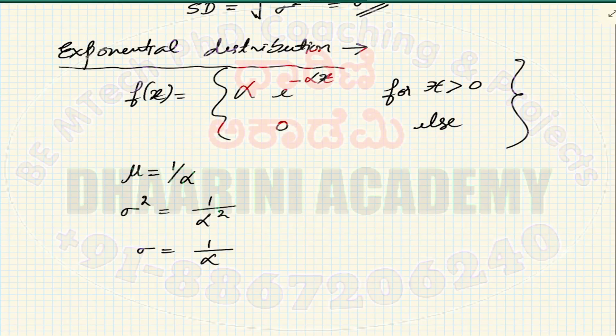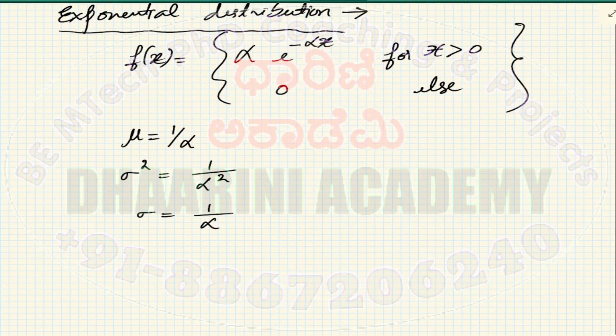Then let's finish the theory part quickly. I'll go with the other distribution as well. Now itself we will finish. The second very important distribution among the continuous distributions is the normal distribution.